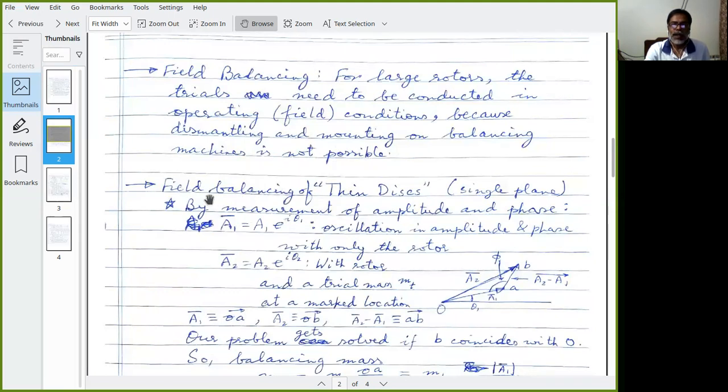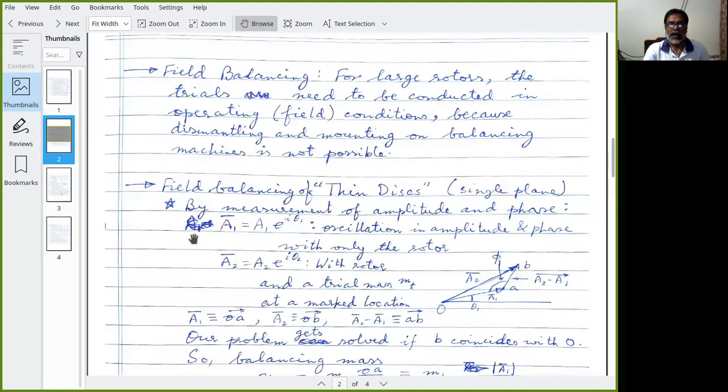In field balancing, if most of the inertia is located within a narrow axial distance, say it's a thin disk, then it is basically single-plane balancing that you will need to do. On the other hand, if the rotor is something big, then you have to do two-plane balancing, right? So first consider the case of thin disks.